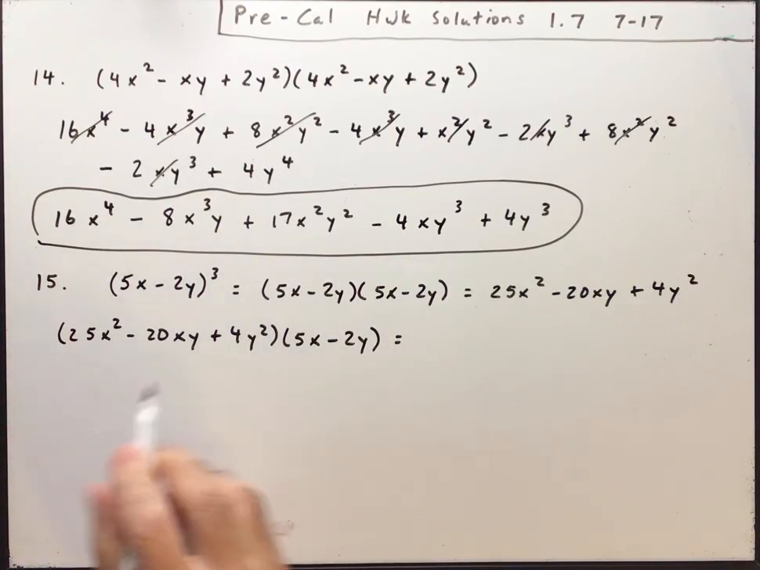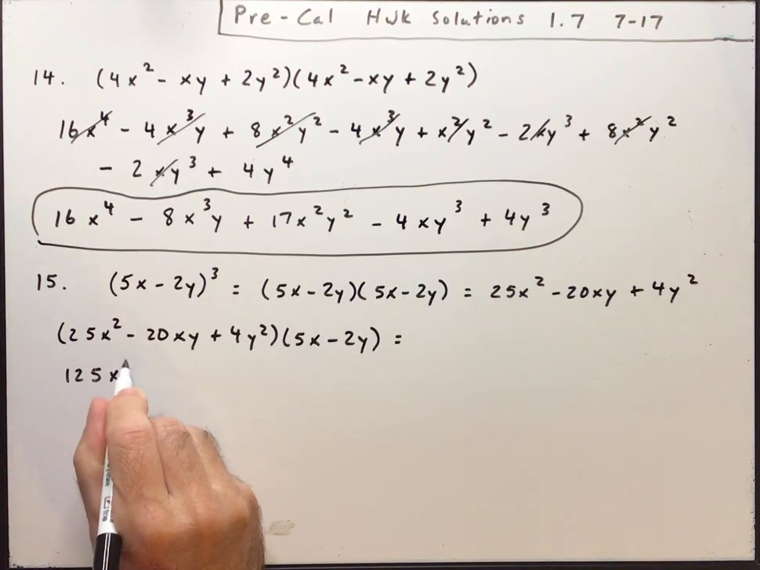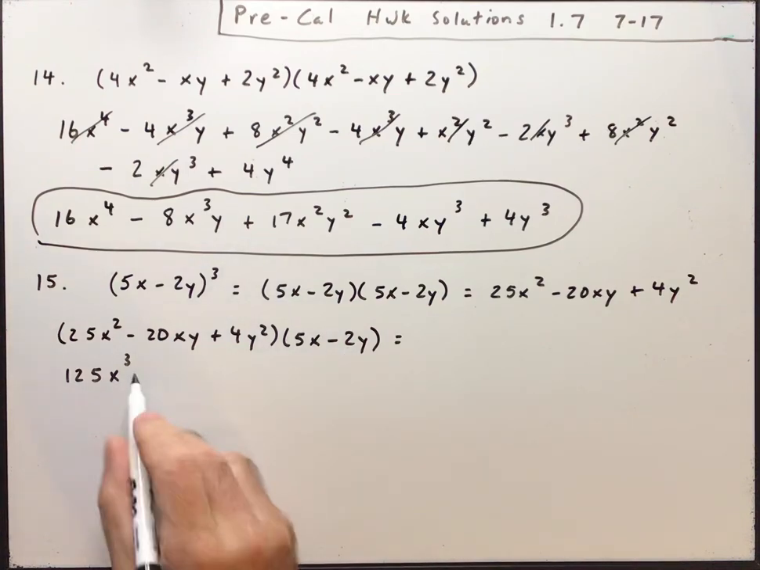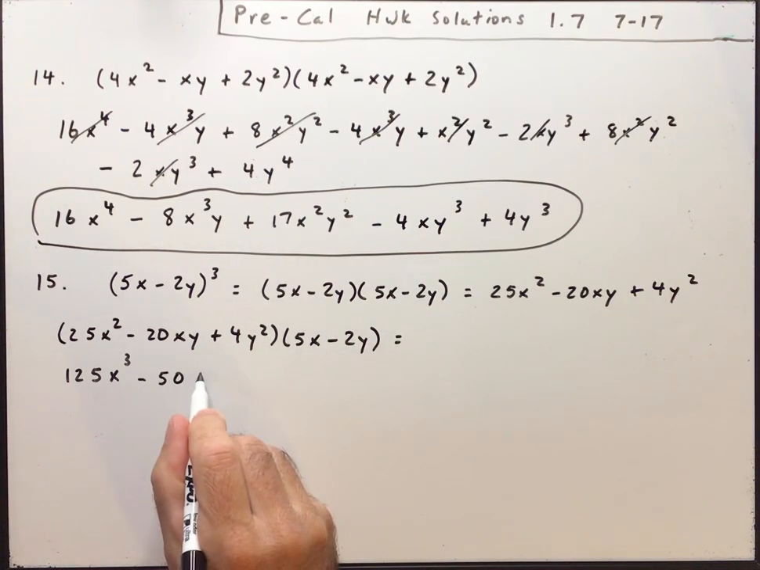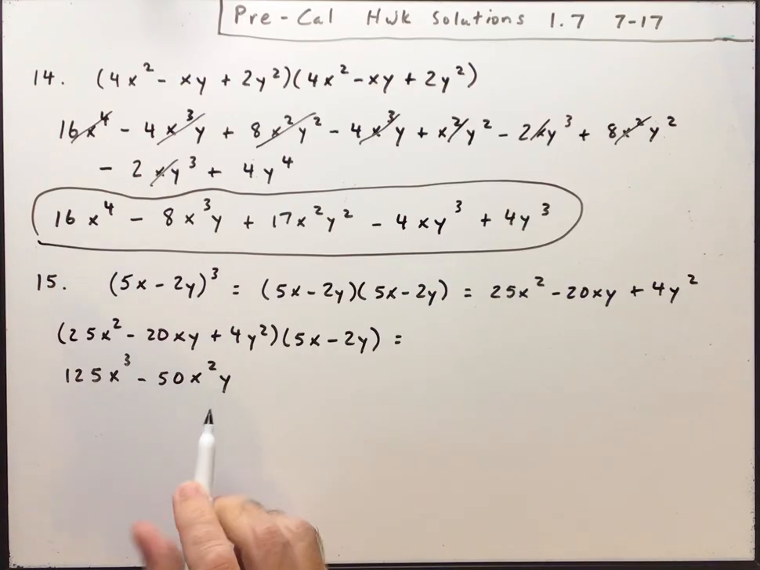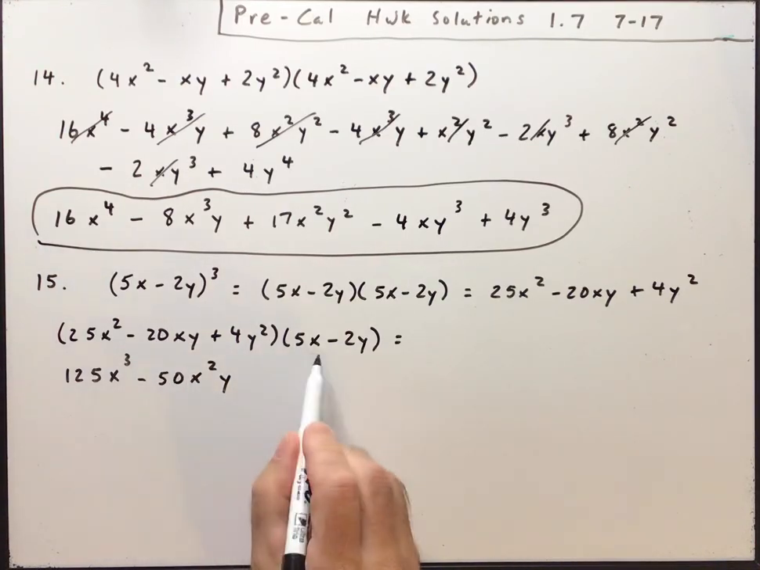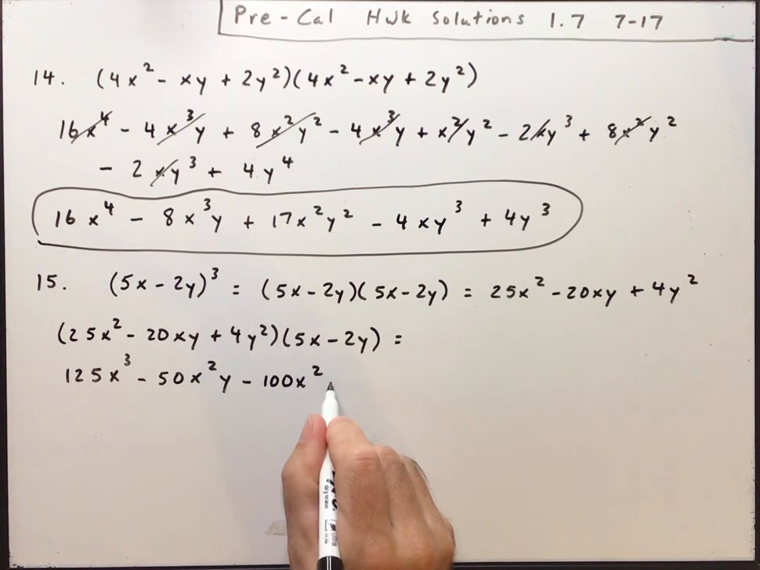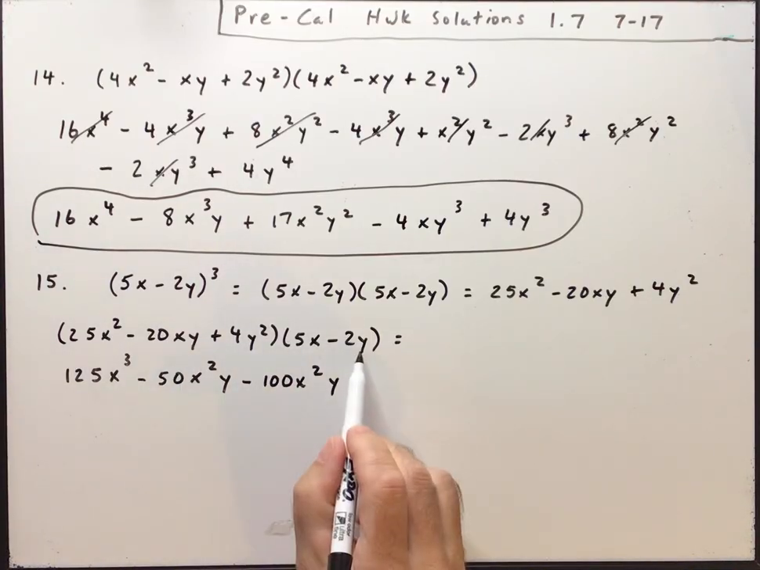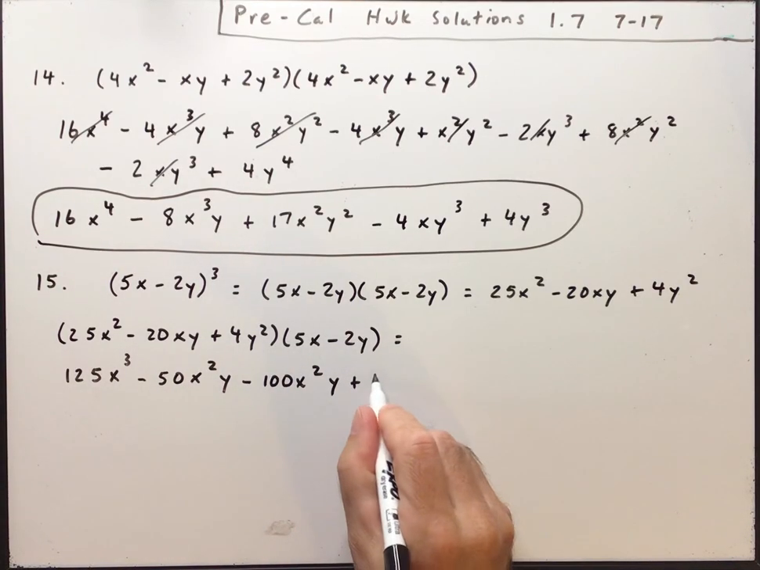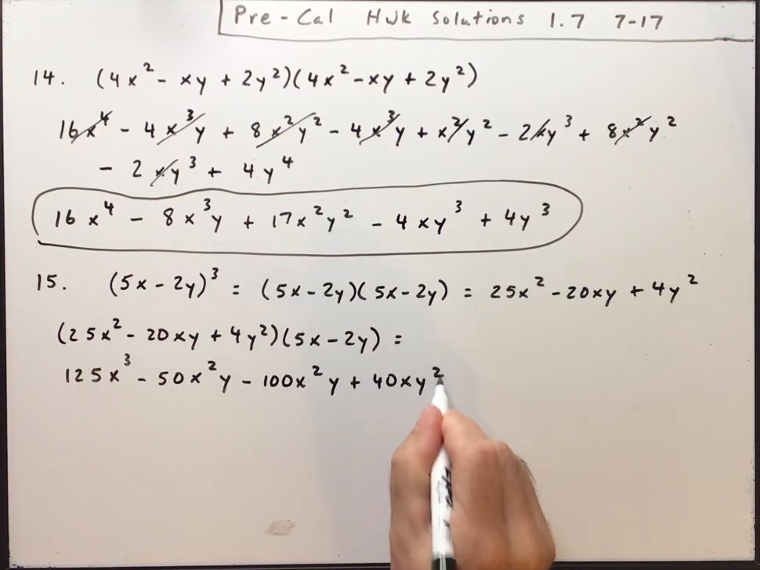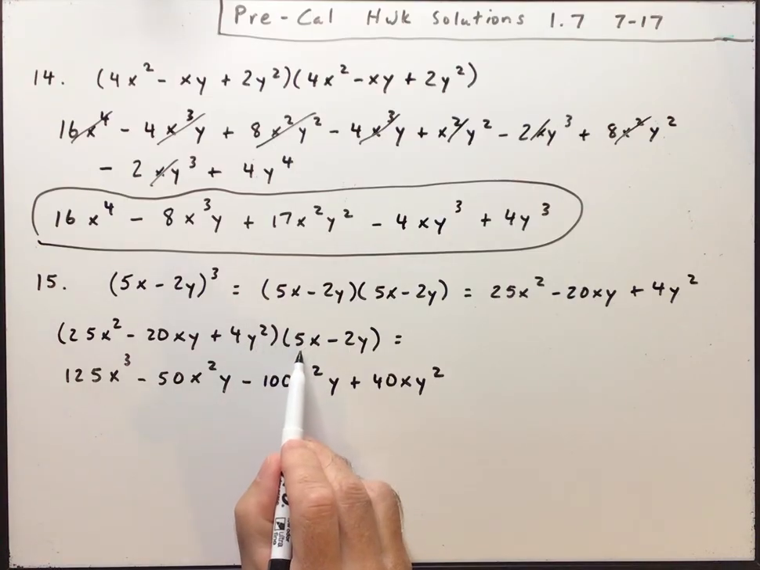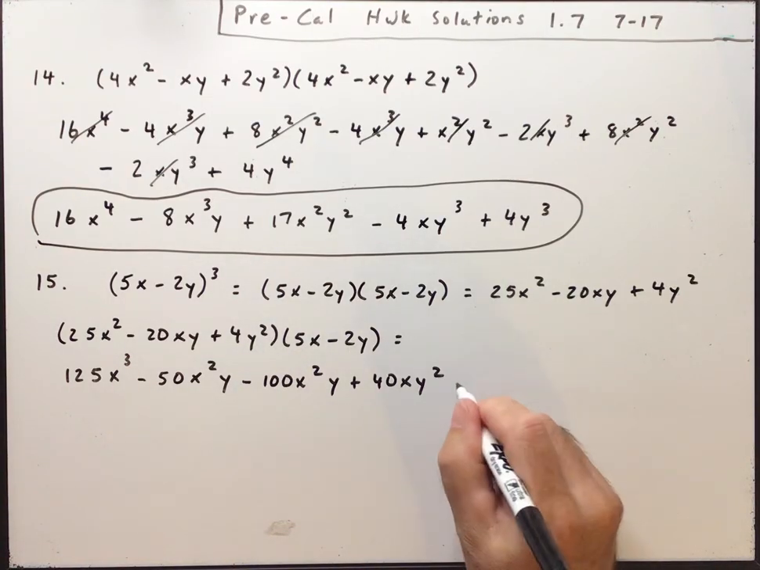All right, 25x squared times 5x would be 125x cubed. 25x squared times negative 2y would be minus 50x squared y. So minus 20xy times 5x would be minus 100x squared y. And then minus 20xy times negative 2y would be plus 40xy squared. And then finally, the third term, 4y squared times 5x, that would be 20xy squared.